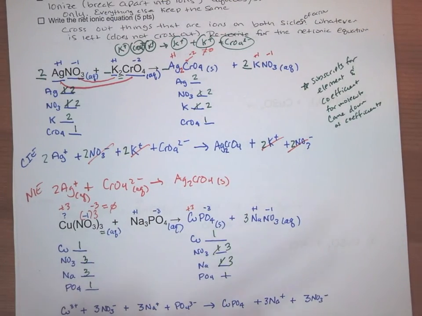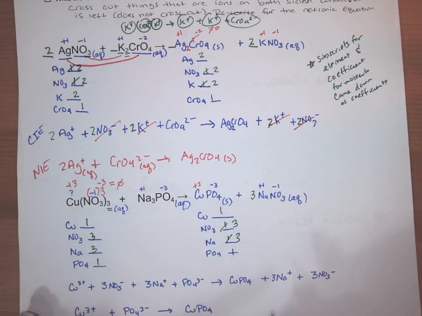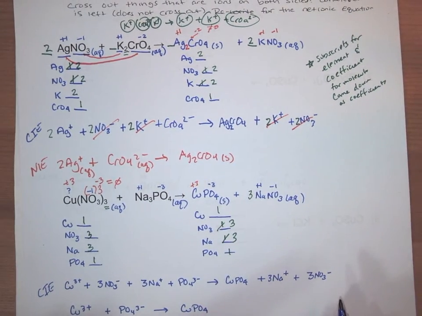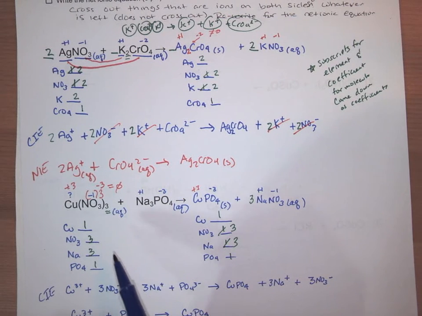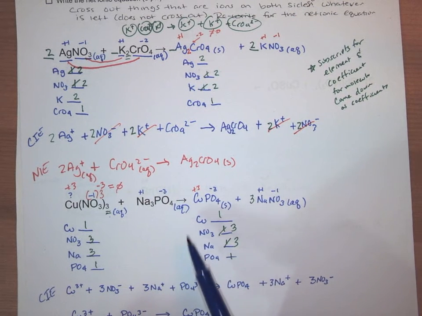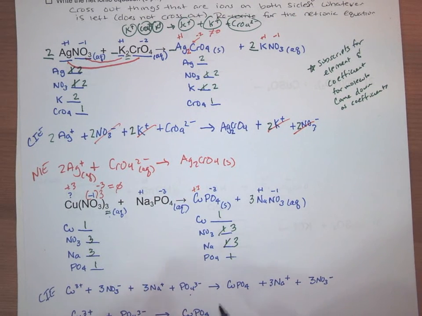So then my next step is to get the complete ionic equation. Anything that is aqueous, I split apart into ions. So copper nitrate is aqueous. I split it apart into Cu3+ and 3NO3-. Remember, that 3 comes from the subscripts outside the parentheses. I have 3 nitrates. 3Na+, a phosphate. That's the reactant side done.